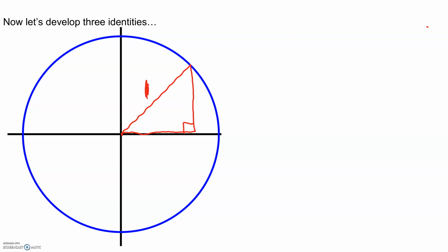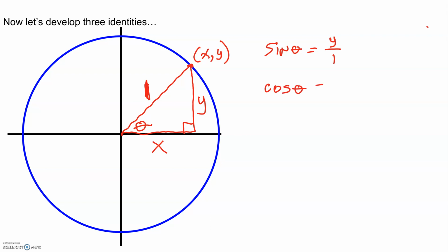It's a unit circle, so the radius of the circle is 1 unit. Here's theta down here. And his point is at x comma y, which means it goes over x and up y. So the sides are that, right? Now, there's some trig that I can do. I know that the sine of theta is equal to y over 1. The cosine of theta is equal to x over 1, right?